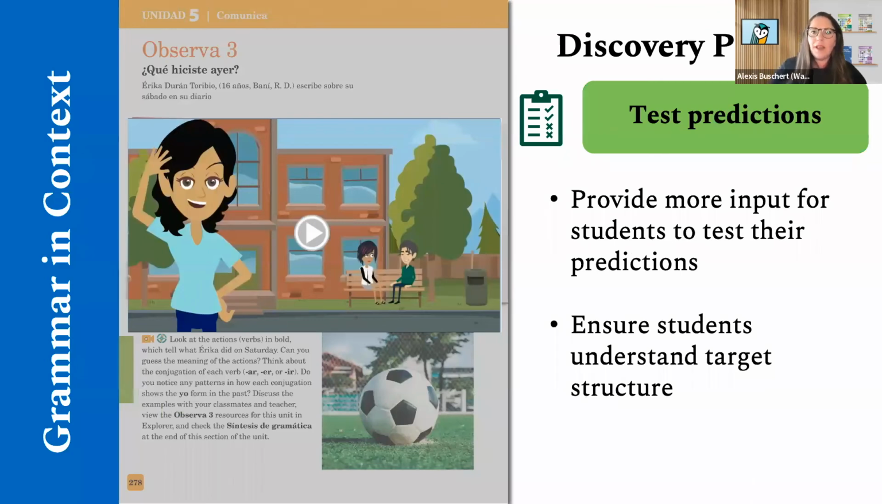Then it's time for your class to test their predictions. You are going to do this by providing additional input for students using that same structure. This could be a video, another authentic resource, a different song, or you could create some kind of input yourself. Ask your students to consider if their hypothesis still holds true in this new context. And if it doesn't, then provide students with more input to help clarify the confusion about the new structure. Usually by the end of this step, students have a really good idea of what's going on.